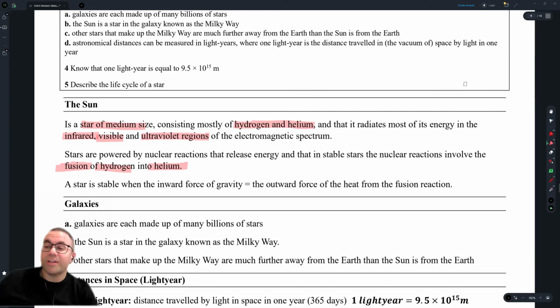Okay. When is a star stable again? Because it's a very common thing that you'll be asked. When the inward force of gravity equals the outward force of the heat from the fusion reaction.